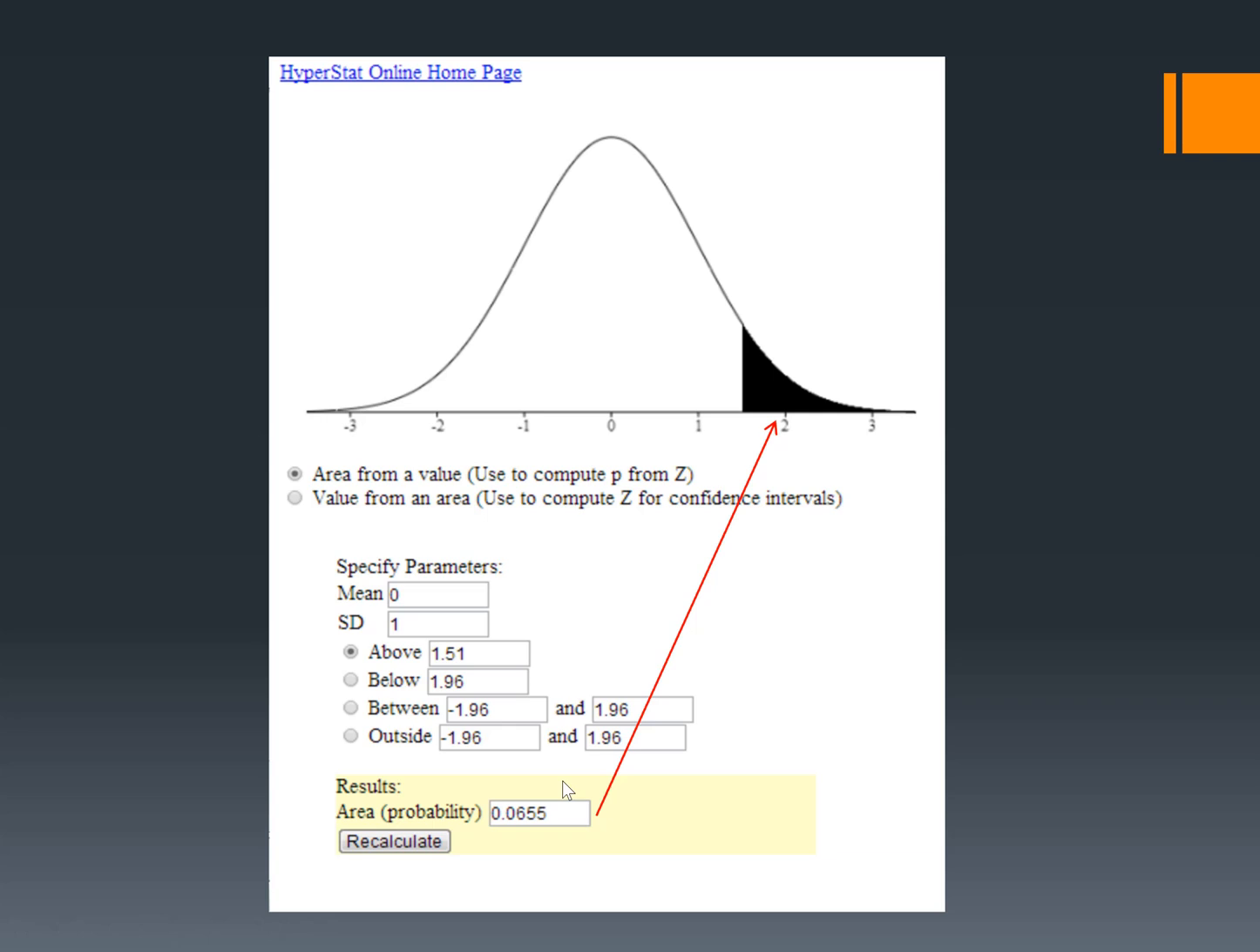I hope you've enjoyed that brief explanation of a z-test and how we can use a z-test to compare means and to determine the probability of the results, assuming the null hypothesis is true, and decide whether or not we should reject the null hypothesis based on the p-value and its comparison to alpha.